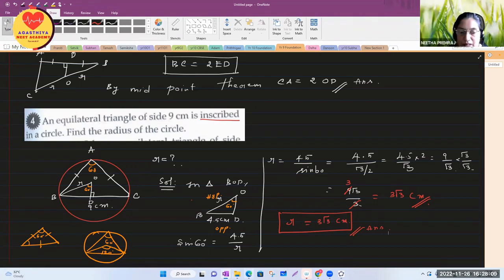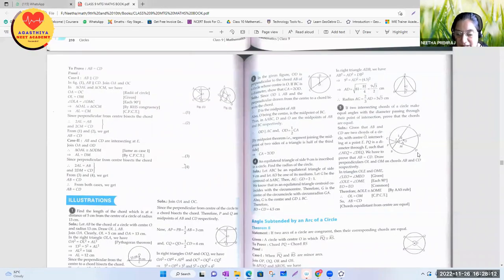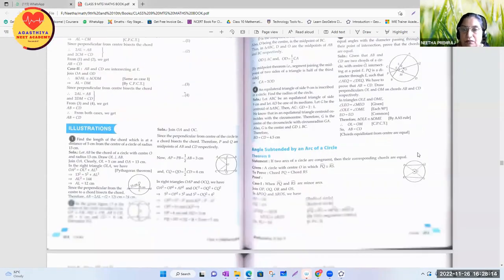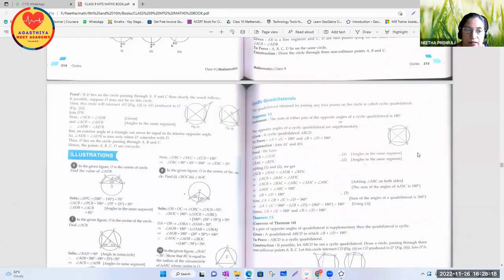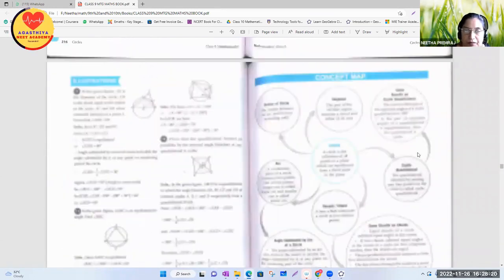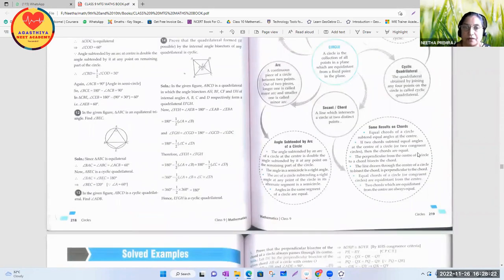Now we can discuss this same concept in our next class also. We have a lot of sums. Okay, you also work out. Come with the different sums. We will work out. Okay. If you are very clear, we will move to next concept.